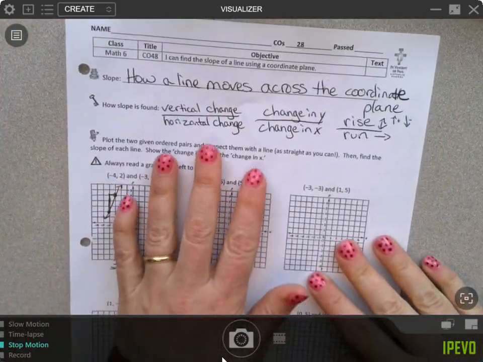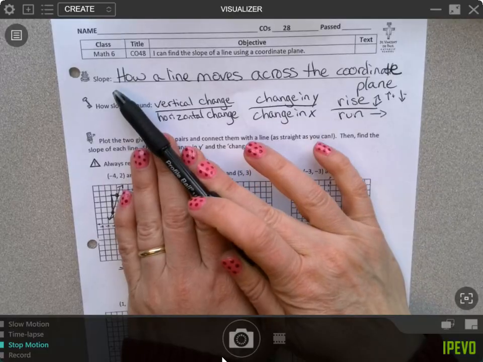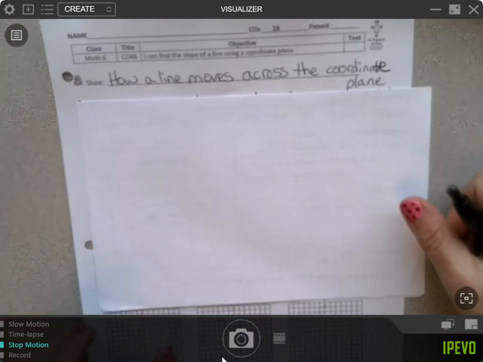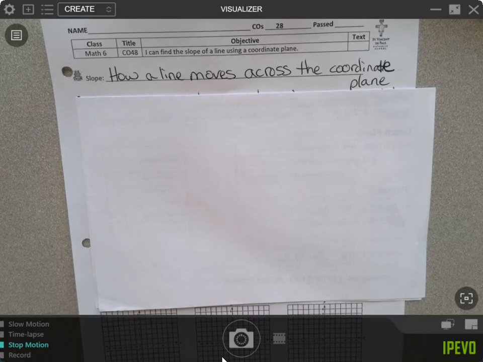So, first thing we want to know is how a line moves across the coordinate plane is the slope. So that's what we need to write, what the slope is. So when we're looking at our lines, how it's moving across that plane. Is it going up? Is it going down? That straight line continues to go on and on and on. We need to know where it's going to be headed to next. So that slope is how it's moving. We're going to continue that line, how it would move across that coordinate plane.